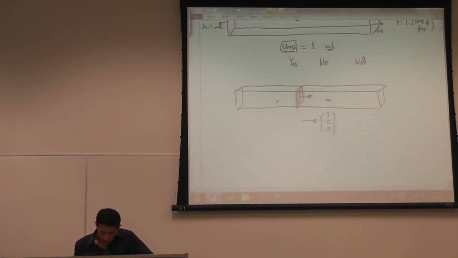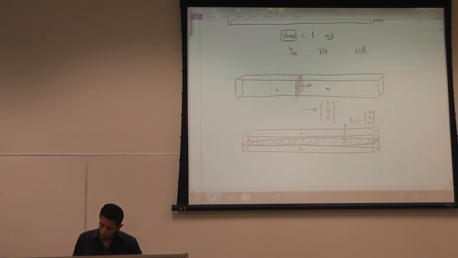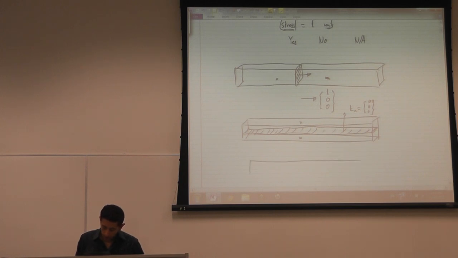On the other hand, if you look at another plane, for example this plane, the material on the top is acting on the material at the bottom with a force per unit area vector that's equal to 0, 0, 0. So the stress acting on this plane is actually 0. The value of the stress on a plane really depends on the orientation at which I'm looking.